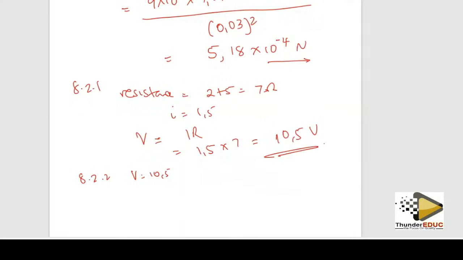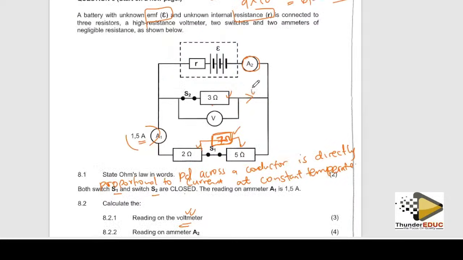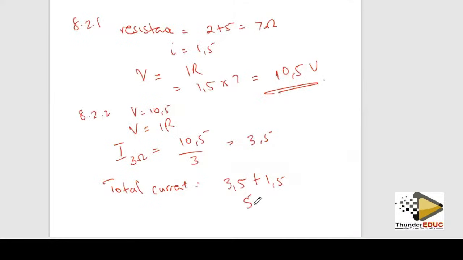Okay, so from Ohm's formula, V is equal to IR. The current across the 3 ohm is gonna be 10.5 divided by 3, which is 3.5. And then the total current through here is not the same as 1.5. So 1.5 comes when I combine the two, I'll get my total current. So it's 3.5 plus 1.5, which gives us the 5 amps. Okay, 5 amps. I feel this is shorter.